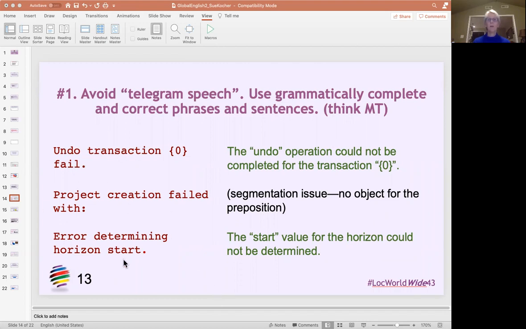None of these would work very well with machine translation, and they also wouldn't work with our controlled authoring tools for a number of reasons. Okay. All right, so looking at these, undo transaction blah fail, it's just not grammatical. What they really meant was the undo operation could not be completed for the transaction named this. And I put this in double quotation marks because it's a name.